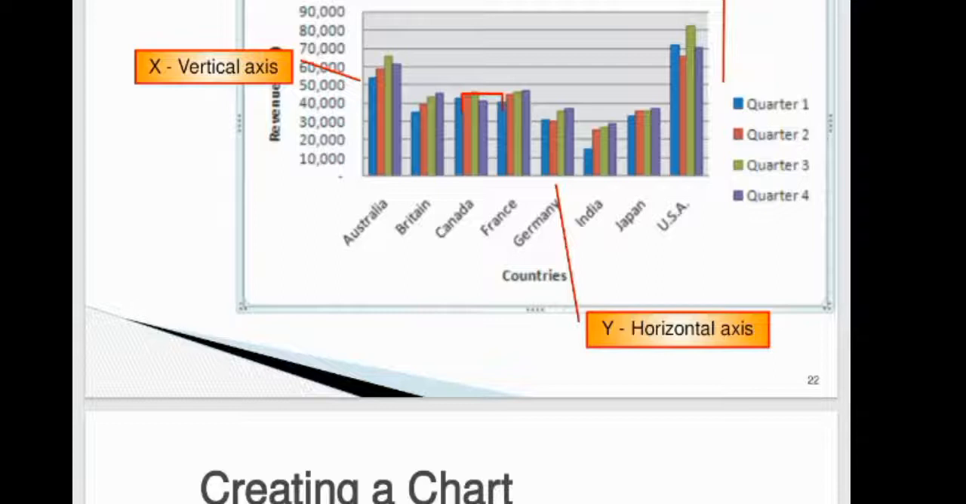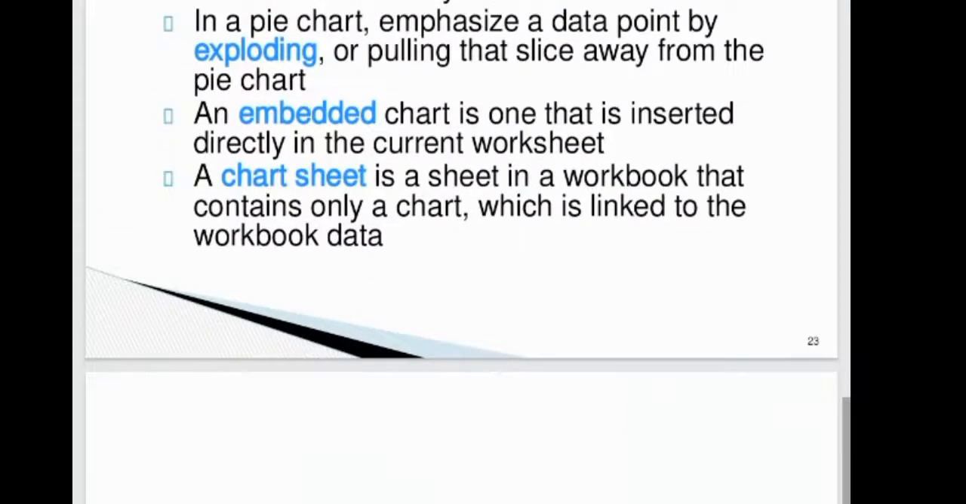Chart elements. The horizontal axis is also called the category axis. The vertical axis, the y-axis, is also called the value axis. The z-axis is present in 3D charts. A legend makes it easy to identify each data series.